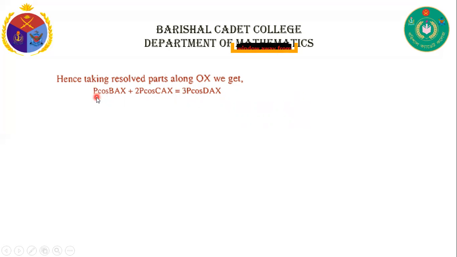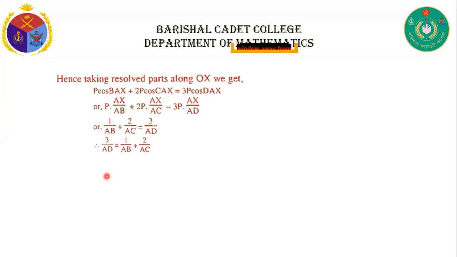So we omit P, then we get P into AX by AB, which is the value of cos BX, plus 2P AX by AC, the value of cos CX, equal to 3P AX by AD, the value of cos DX. Okay, we then cancel P and AX, then we get 1 by AB plus 2 by AC equal to 3 by AD. So that is our desired result: 3 by AD equal to 1 by AB plus 2 by AC.